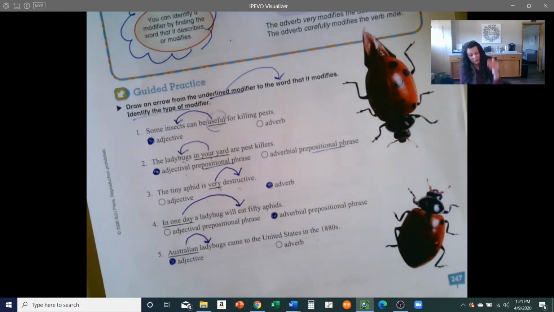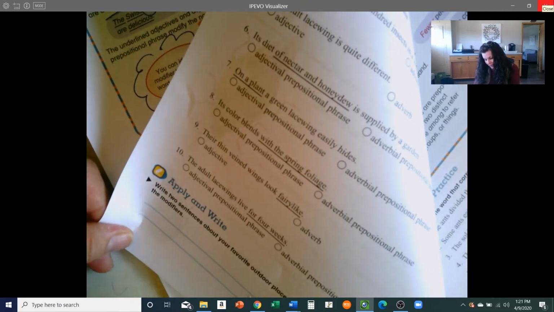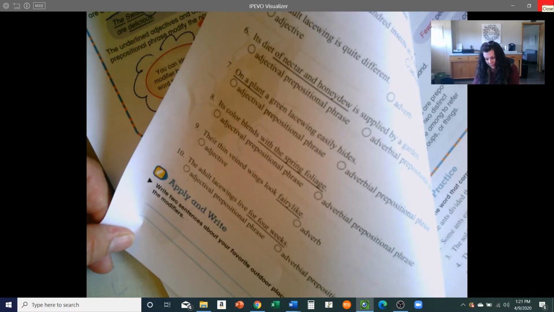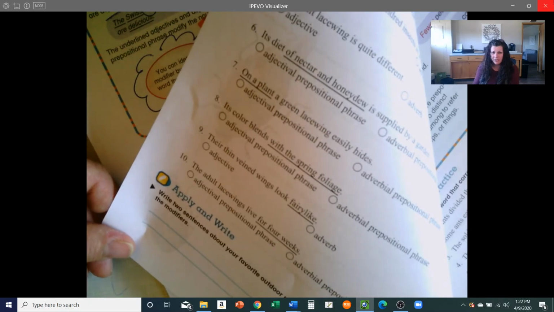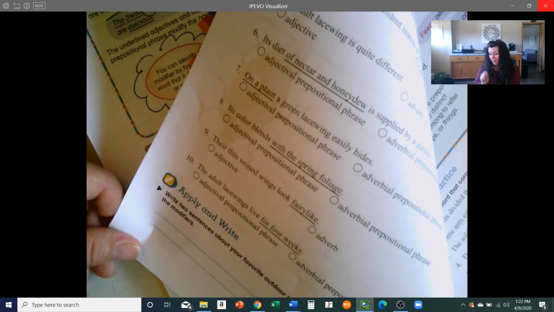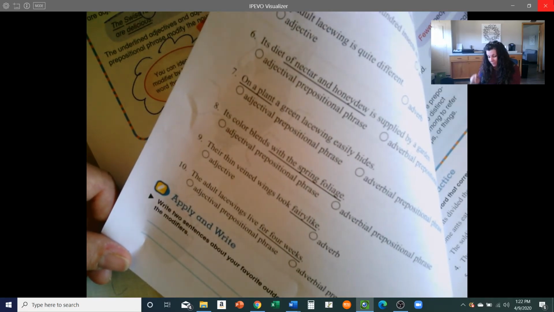All right. So your job will be to do the back. It's very similar. All of those questions, and then there's your little section down at the bottom. Down at the bottom, you have your outline, and write. It says to write 2 sentences about your favorite outdoor place, underline the modifiers. Okay, so just do your best. It shouldn't be too bad. 2 sentences. Remember your capital letter and your period, and then underline the modifiers.